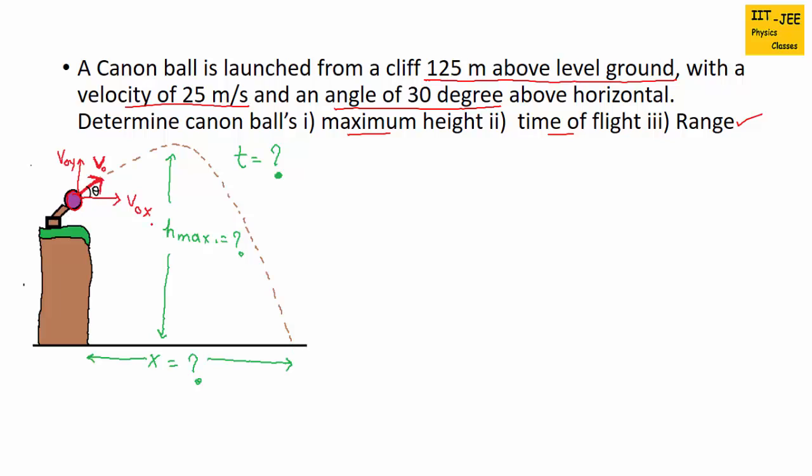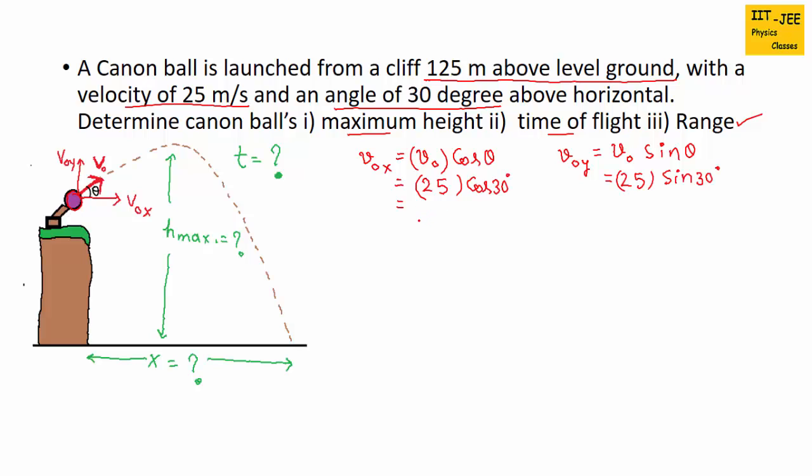So whenever initial velocity is given, first of all we will find the horizontal and vertical components of the initial velocity. The formula is v0x equals v0 cos theta. This is for the horizontal component, and for the vertical component the formula is v0y equals v0 sin theta. We need to plug in the values of v0 and theta. v0 is 25 and theta is 30 degrees. So we got v0x equals 21.65 meters per second and v0y equals 12.5 meters per second.